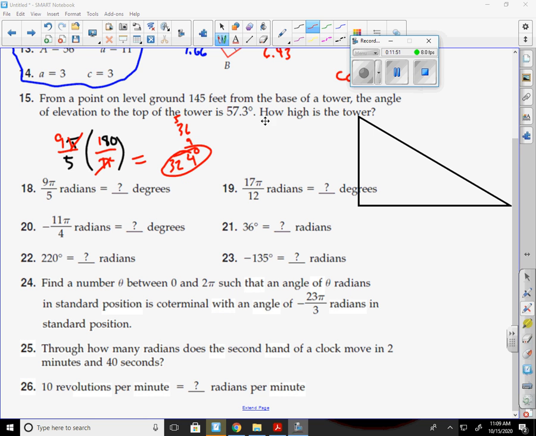Going backwards, going from degrees to radians, do 36 degrees times pi over 180. In this case, it'll simplify. 36 goes into 180 5 times. So that's just pi over 5.